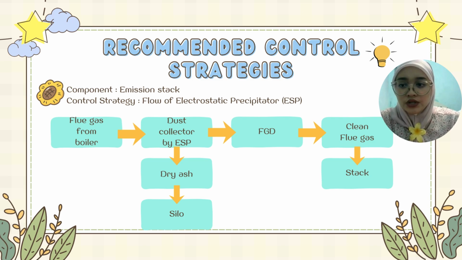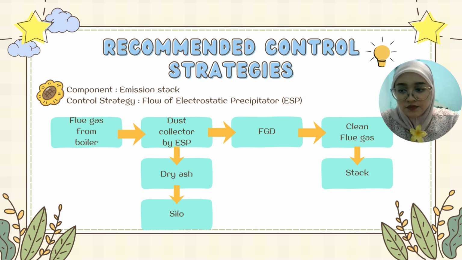Now, let's move on to the recommended control strategies. There are three main components that we focus on: the emission stack, ash disposal, and cooling water system. Firstly, emission stack using electrostatic precipitator (ESP).